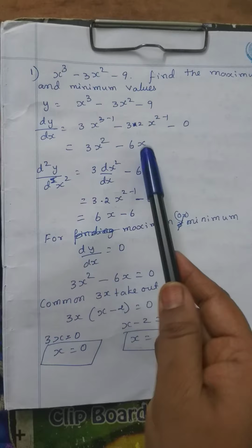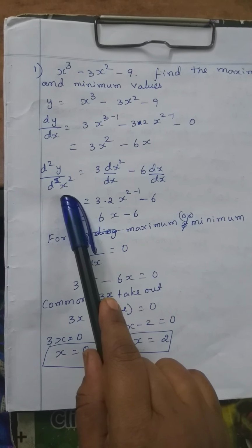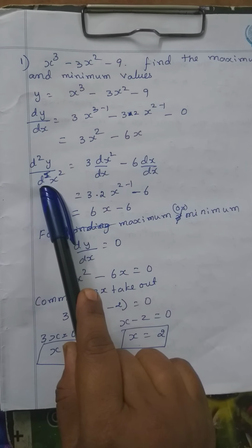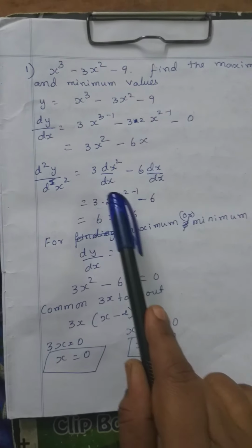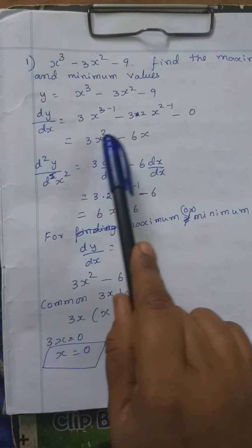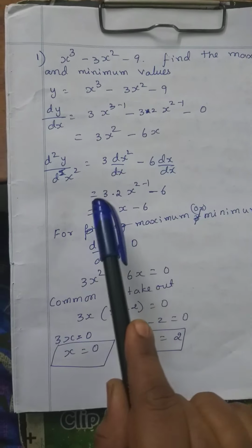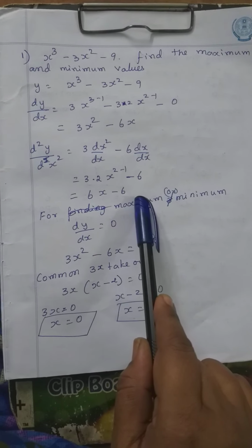Then find the derivative again for this function. This is called the first order derivative, and this is called the second order derivative. So you get the answer 3 times 2x minus 6, that is, d squared y by dx squared is 6x minus 6.